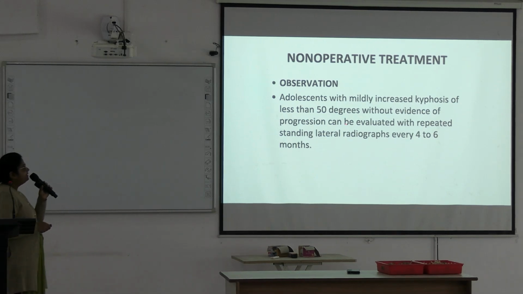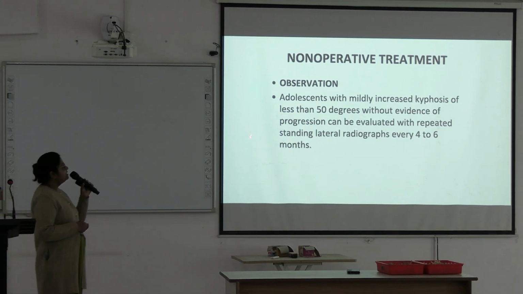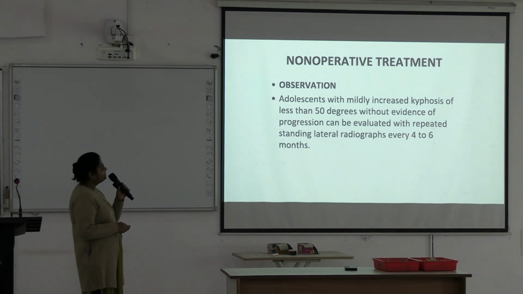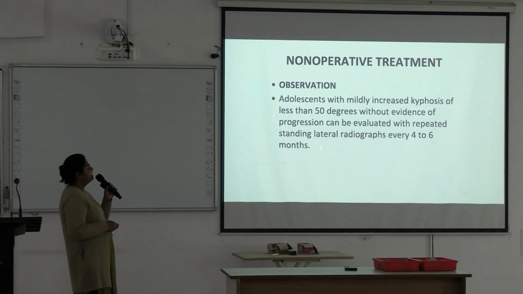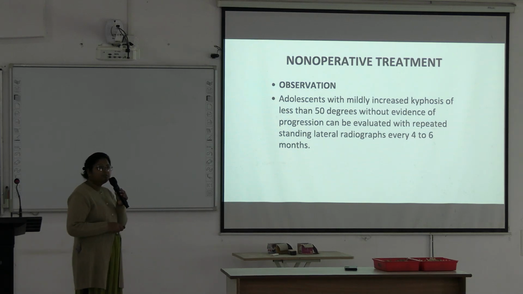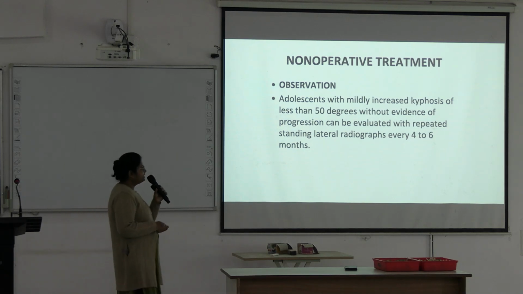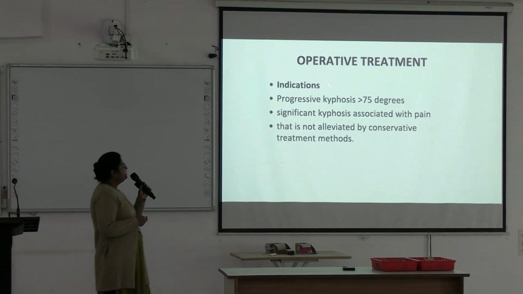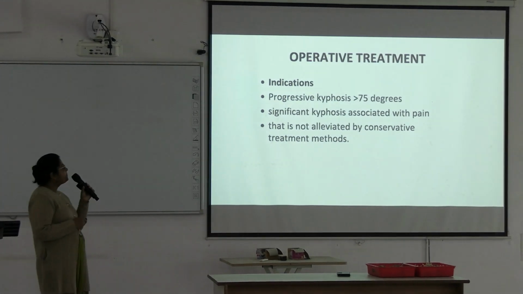Adolescents with mildly increased kyphosis of less than 50 degrees without evidence of progression can be evaluated with repeated standing lateral radiograph every 4 to 6 months. Okay, so this is the investigation of choice. Next, operative treatment when it is needed.